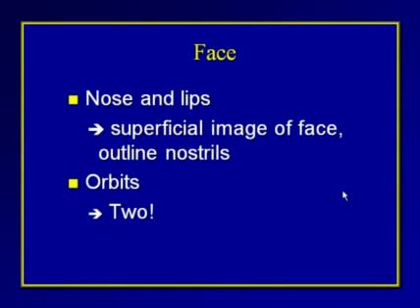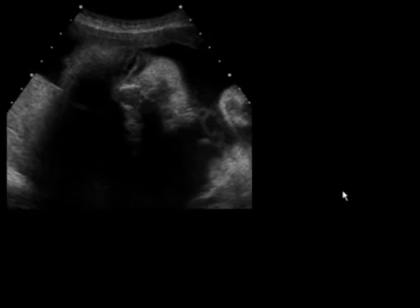Moving on to mistakes that can occur in the face. Remember that when you're imaging the face, we need two different images. I need an image of the nose and lips, looking at the superficial soft tissue of the lips and outlines of the nostrils. And don't forget to image the orbits. There has to be two orbits in every fetus to call the face a normal face.